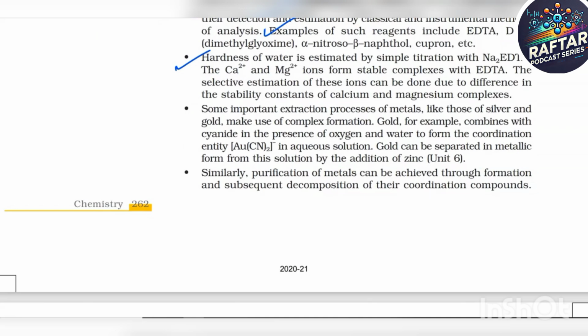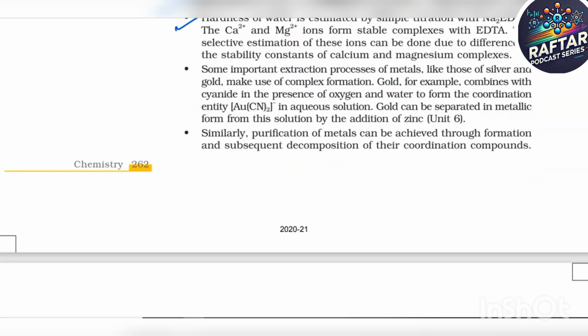The Ca2+ and Mg2+ ions form stable complexes with EDTA. The selective estimation of these ions can be done due to differences in the stability constants of calcium and magnesium complexes. Some important extraction processes of metals, like those of silver and gold, make use of complex formation.